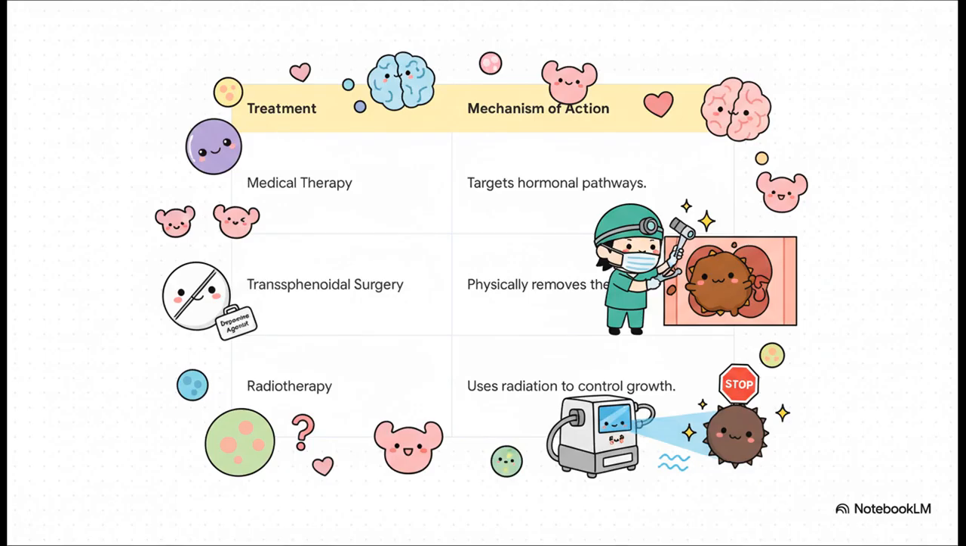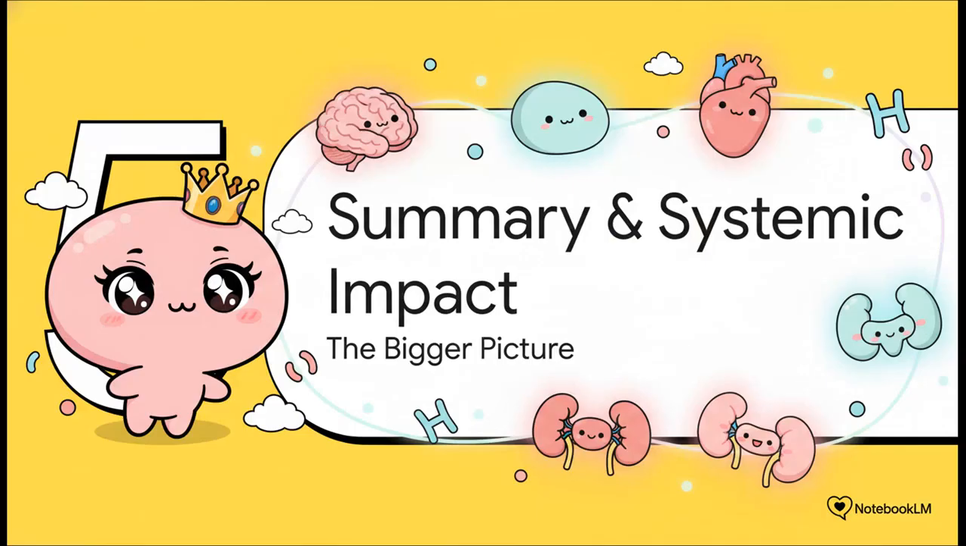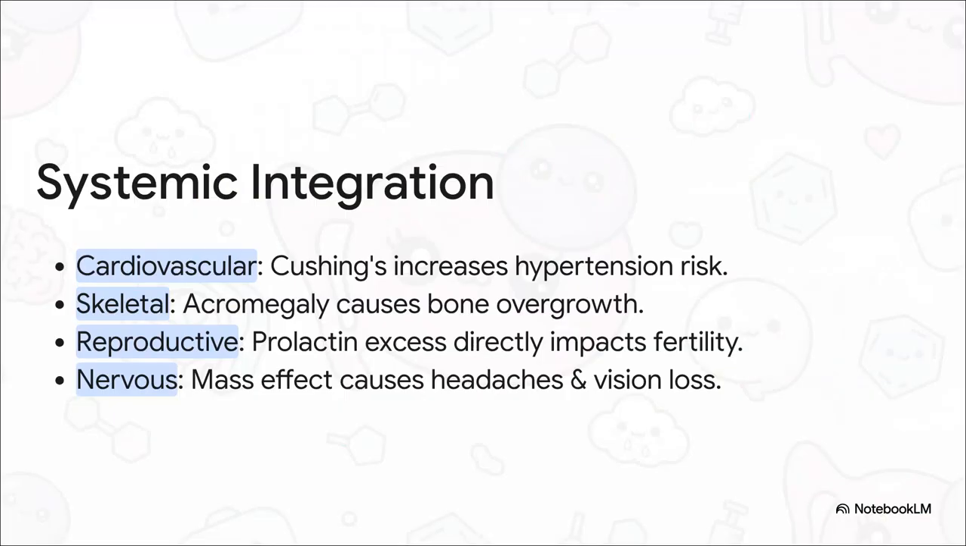Radiotherapy is usually reserved as a backup plan to stop the growth of tumors that can't be completely removed with surgery. All right, let's wrap this up by summarizing these concepts and looking at the broader systemic impact. After all, it's called the master gland for a reason. A dysfunctional pituitary has these huge, far-reaching effects all across the body.